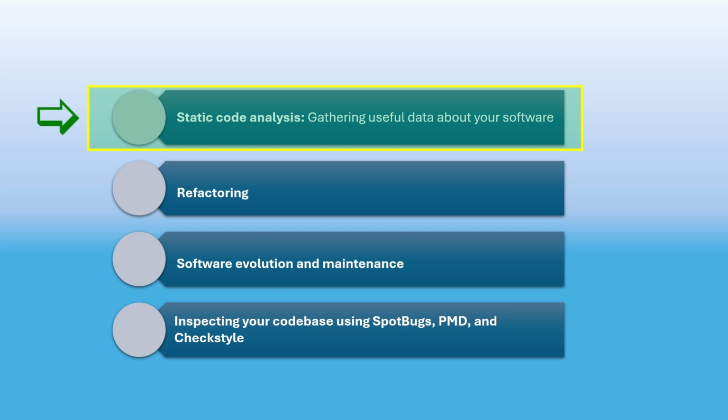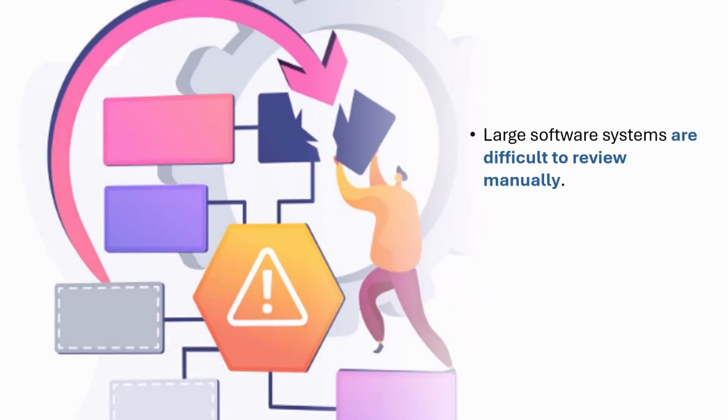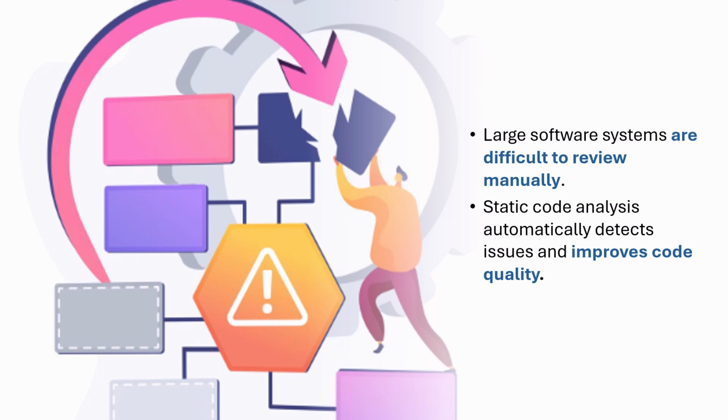As the software systems grow larger and more complex, manually reviewing every line of code becomes nearly impossible. Developers need automated techniques that can inspect the source code, detect problems early, enforce coding standards, and help maintain clean architecture. Static code analysis provides exactly that capability. So we will be exploring what static code analysis is, why it matters, and how it improves software quality. First, let's see what static code analysis is.